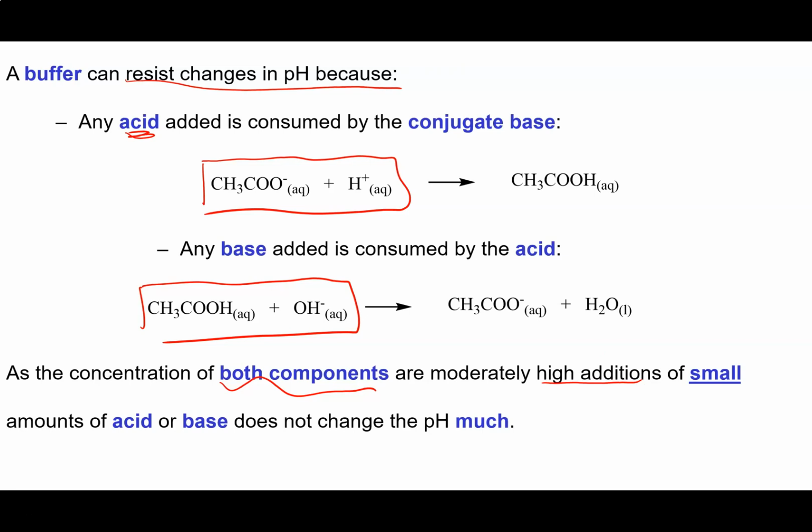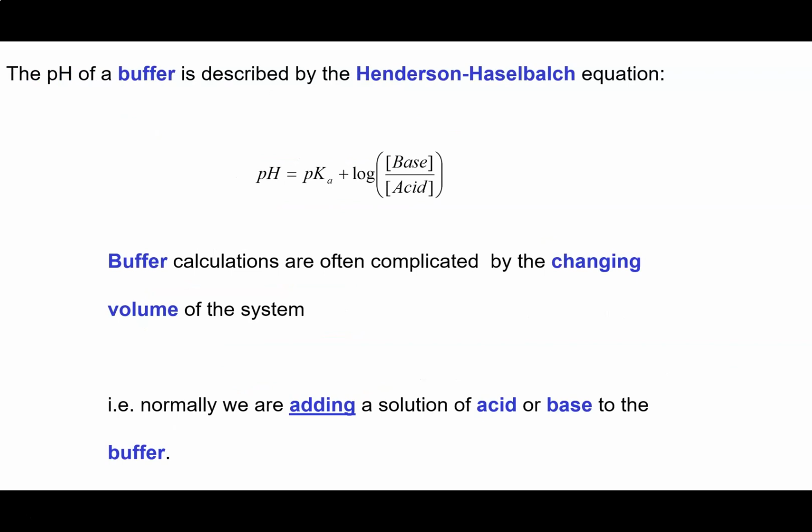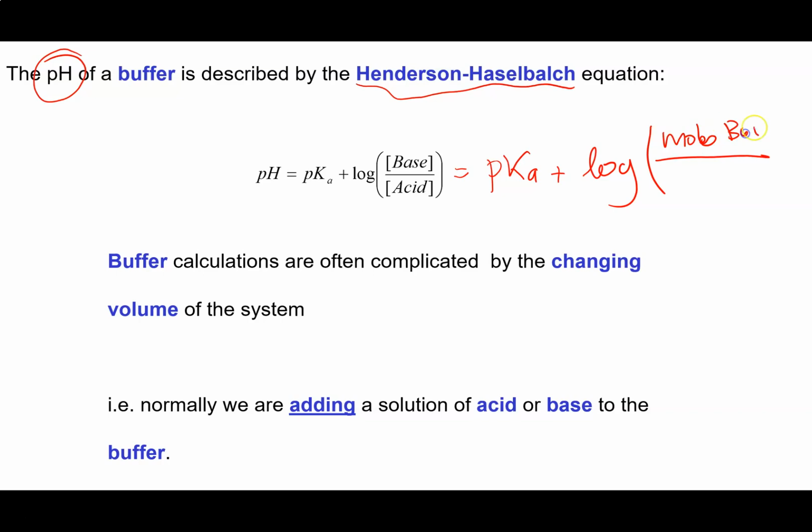So how do we know the pH of a buffer solution? It turns out that we could do ICE tables, but there's a little shorthand called the Henderson-Hasselbalch equation. The Henderson-Hasselbalch equation says that for a buffer, the pH is given by the pKa plus the log of the base concentration divided by the acid concentration. Later on we'll show that you can also just use moles in here. So pH equals pKa plus the log of the moles of base over moles of acid.